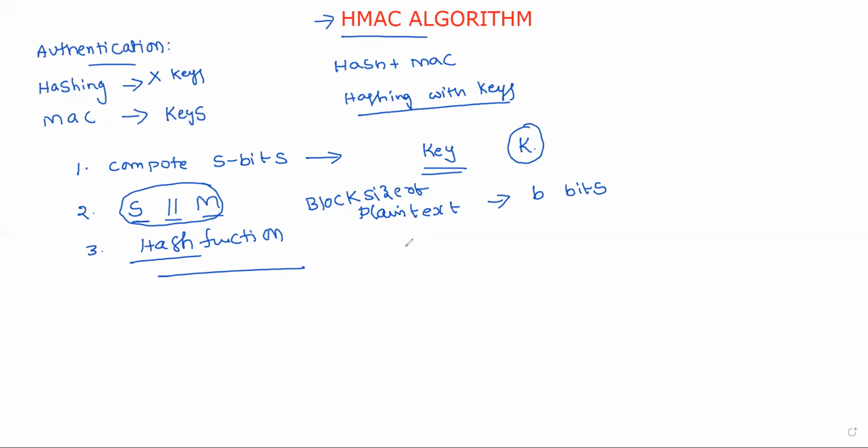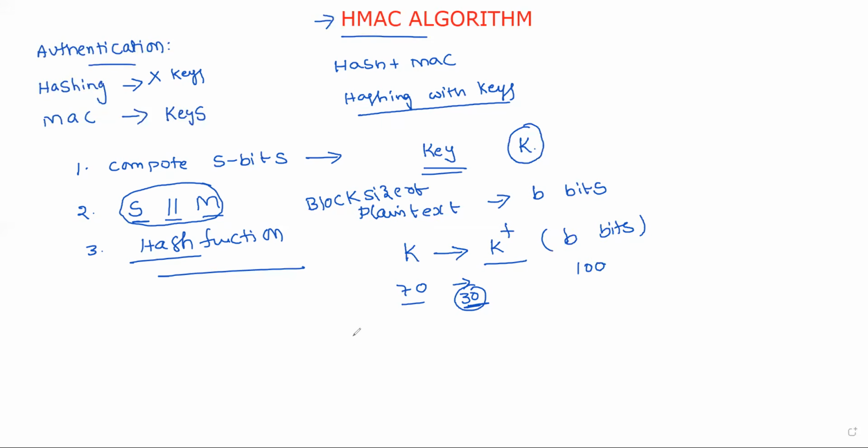Now what to do? Convert K into K plus such that K plus contains B bits. You got the point? How do you add? For example, assume B is equal to 100 and K is equal to 70. Now we have to pad 30 more bits to make K plus.